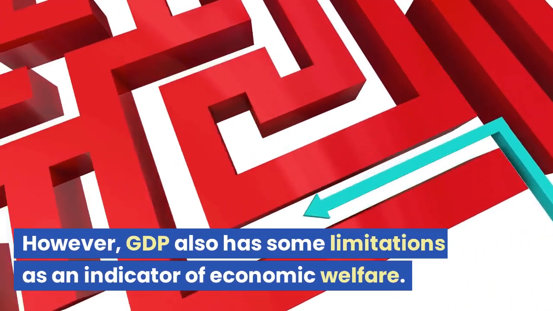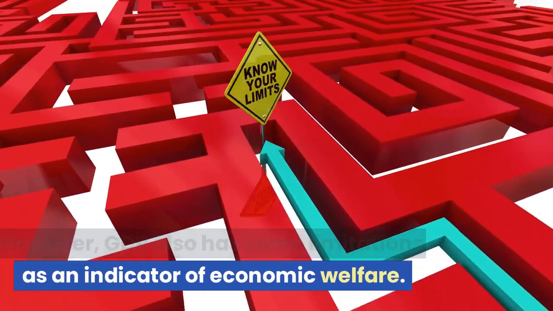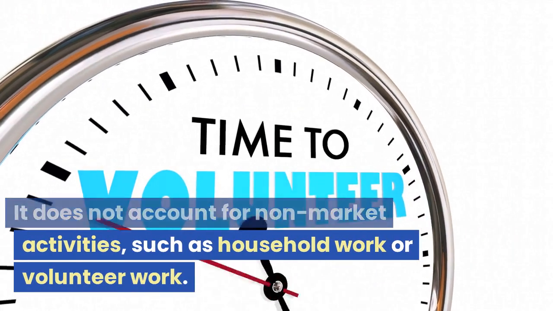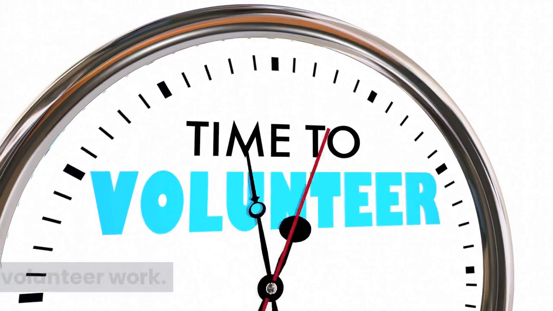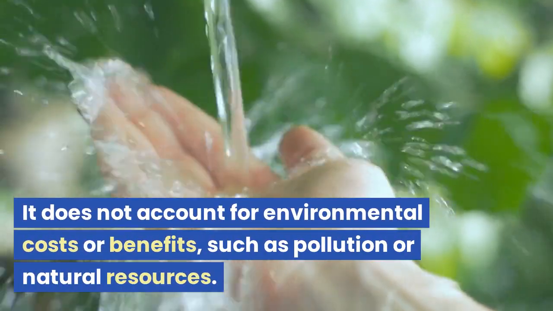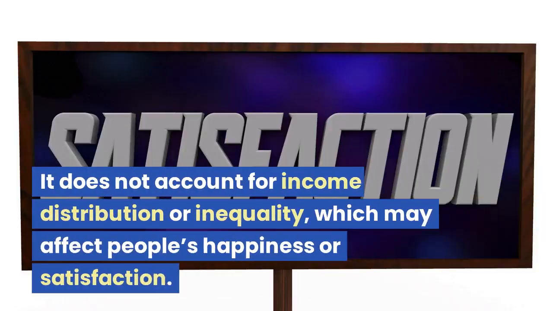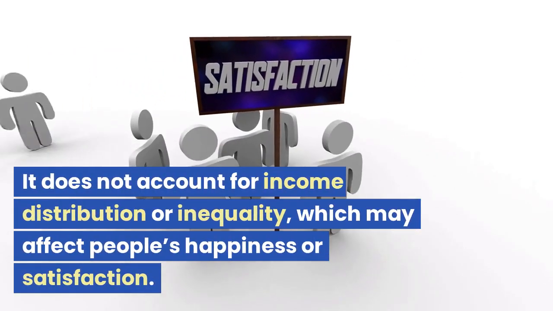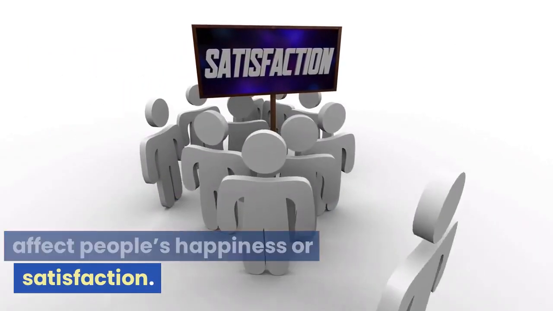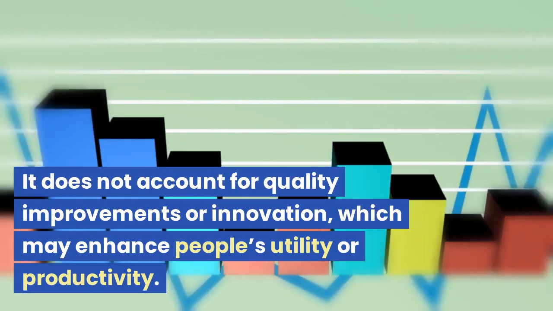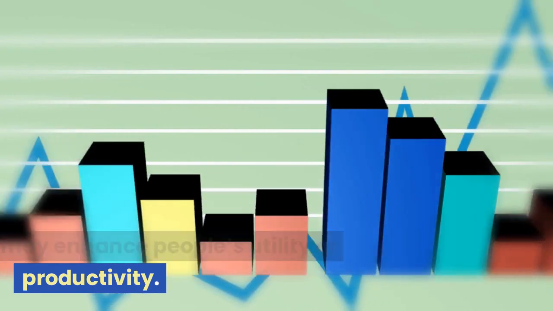However, GDP also has some limitations as an indicator of economic welfare. It does not account for non-market activities, such as household work or volunteer work. It does not account for environmental costs or benefits, such as pollution or natural resources. It does not account for income distribution or inequality, which may affect people's happiness or satisfaction. It does not account for quality improvements or innovation, which may enhance people's utility or productivity.